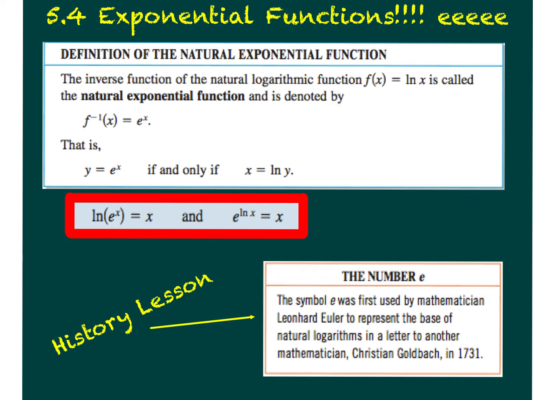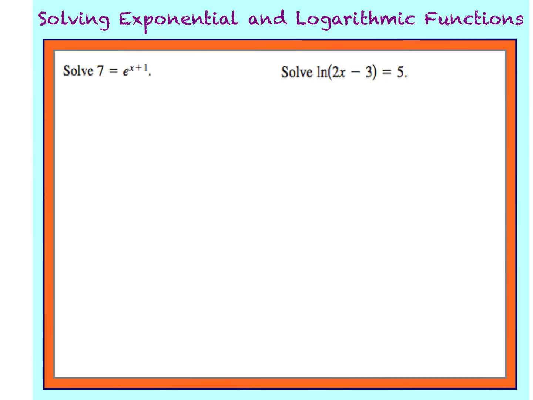Now, a quick little history lesson. E was first discovered by Leonard Euler back in 1731 when he talked to his bro, Christian. So it's been around for almost 300 years to give high school and college people pain. Alright, pretty good.